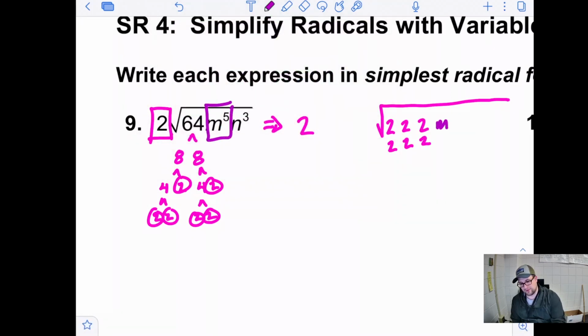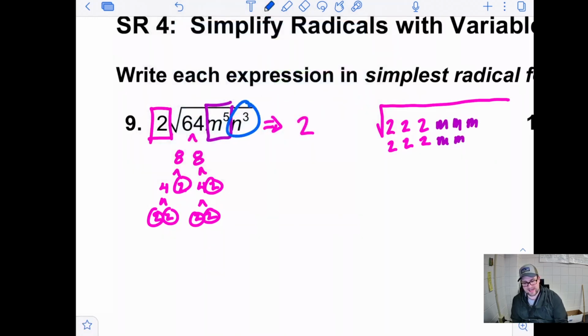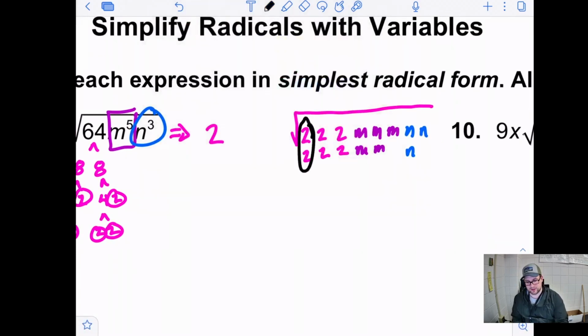So I'm going to do that same trick of stacking them 2 on top of each other. And then I also have 3 n's to consider. So I have n, n, n. Now, coming over here and looking at this, we do our 2-for-1 special. C2, pull 1 out. C2, pull 1 out.